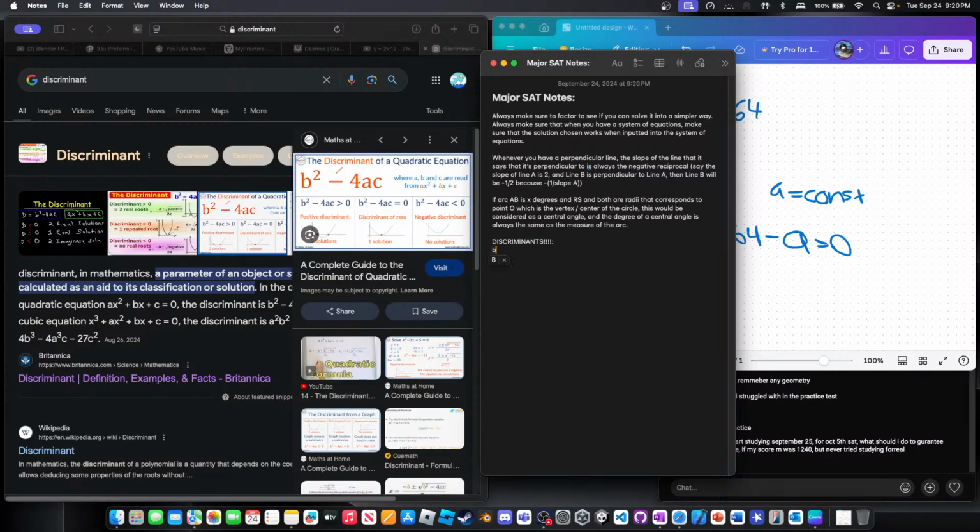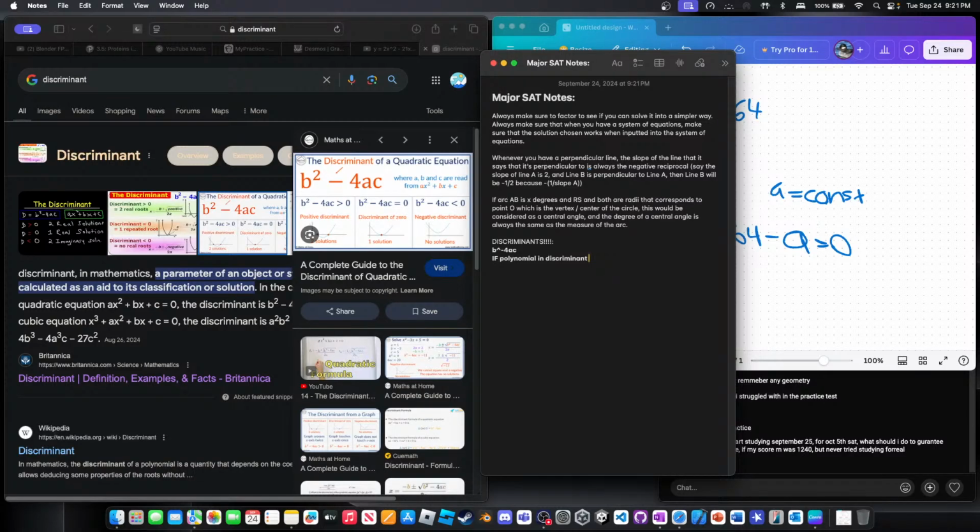Discriminants. So b squared minus 4ac. This will determine the number of solutions. Okay, so gotta make sure that's in bold. If polynomial discriminant, sorry, not discriminate, excuse me.